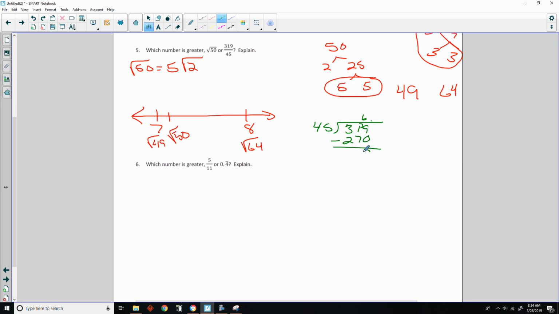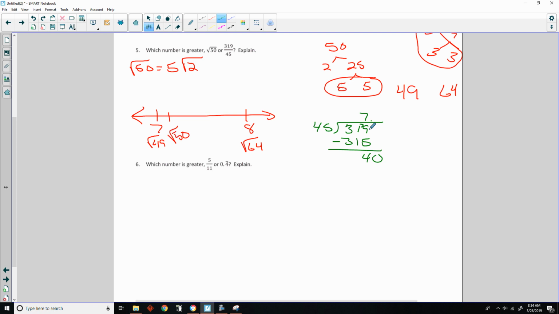Subtract and get 49, so it's 7. So let me just undo all that. And let's put a 7 there. 7 times 5 is 35. 7 times 4 is 28, plus 3 is 31. Subtract and get a remainder of 4.